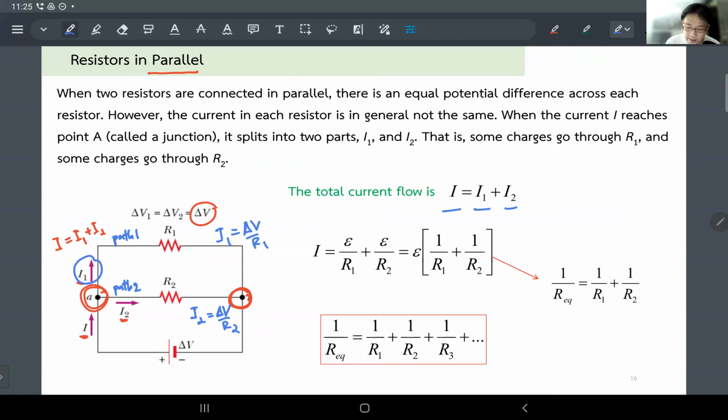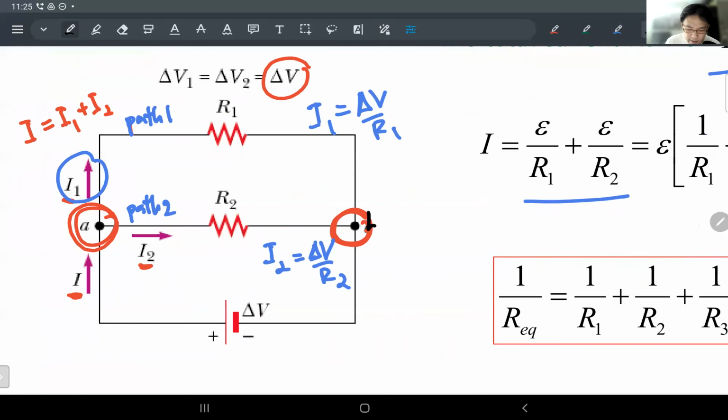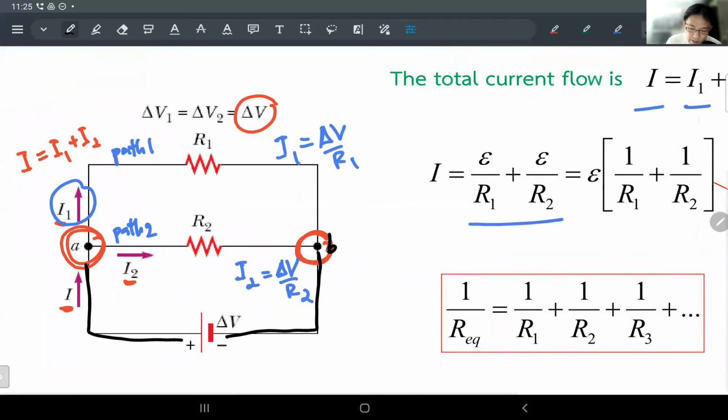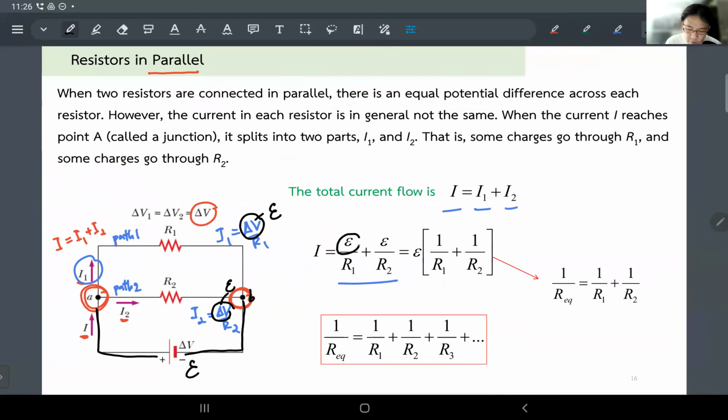Okay, let me write it here. The total I is going to be the potential difference over R1 plus the potential difference over R2. But when you look at this junction AB over there, connected to the source, the delta V that we are seeing here is just the electromotive force from the source. So you can represent this as the source electromotive force.